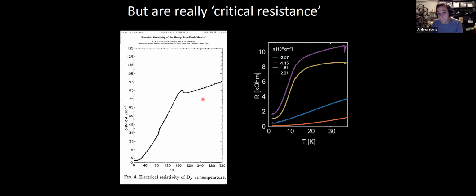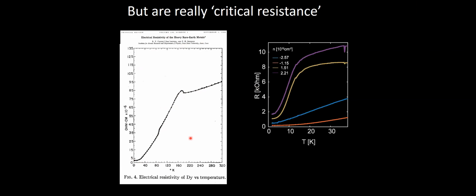But probably what's happening is, and this is data from 1960 on magnetic metals as a function of temperature, once you get to the Curie temperature you can get a lot of scattering, presumably from magnetic fluctuations of that order. And so this is sometimes called critical resistance, and there's a million traces one can find.